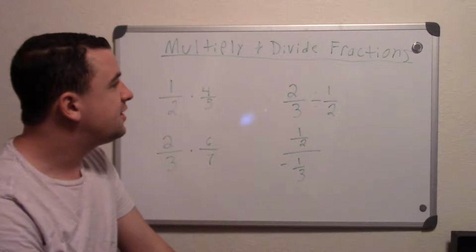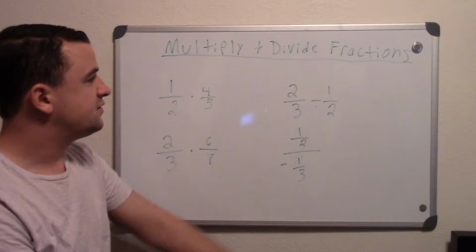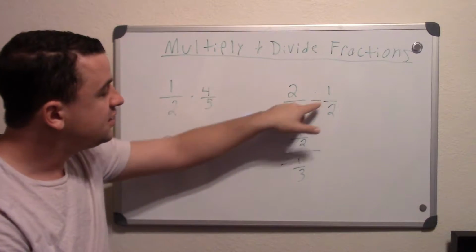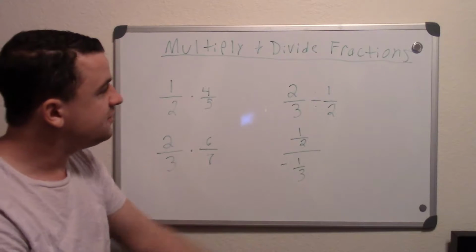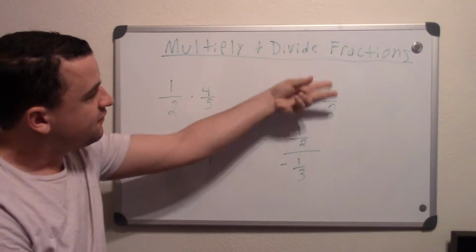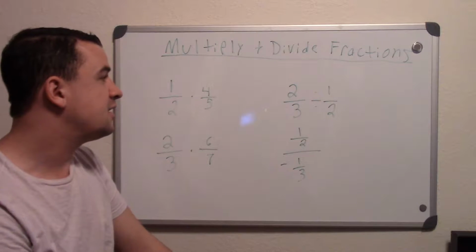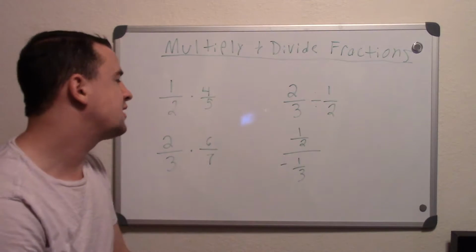You have to multiply by the reciprocal, which is when you take the second fraction, make sure it's always the second fraction, or in this case the bottom one's the second one. You take it and you just flip it. So 1/2 divided by 1/2 is the same thing as multiplying by 2. And I'll show when I get to that.